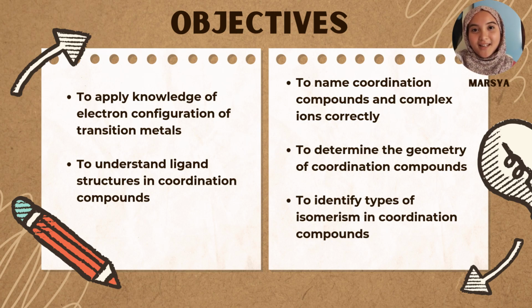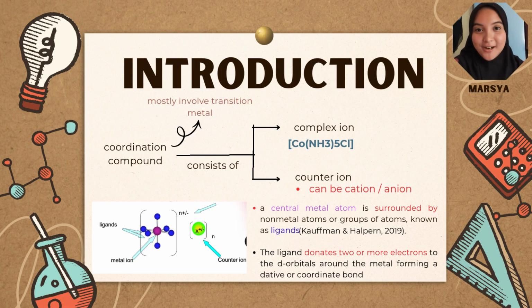Moving into the practical side, we will learn how to properly name these complex ions and compounds using IUPAC conventions. We will also explore the 3D world by determining their geometry, whether they are octahedral, tetrahedral, or square planar. Finally, we will wrap up by identifying the different types of isomerism that give these compounds their unique properties. Now, let's start with the basics.